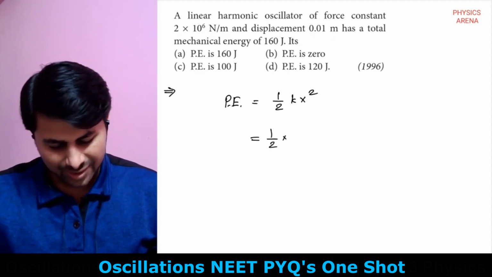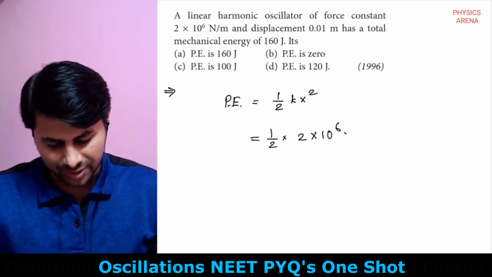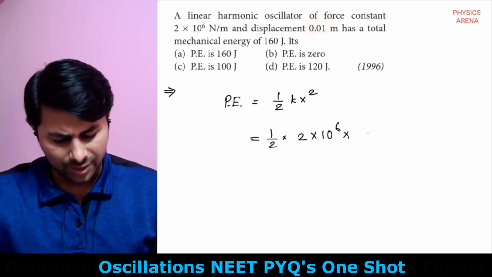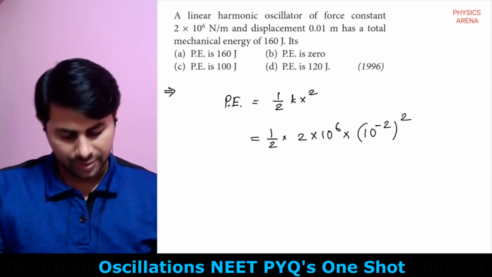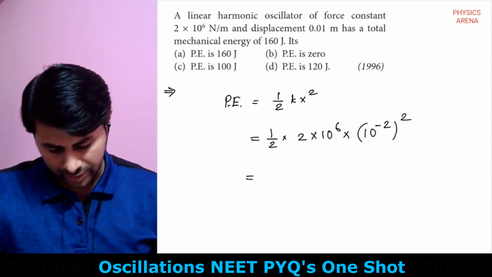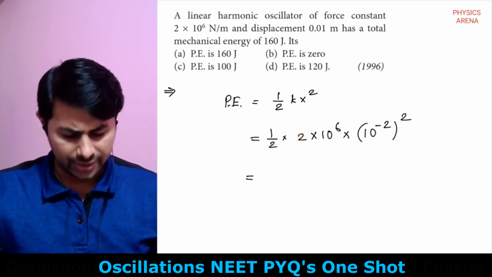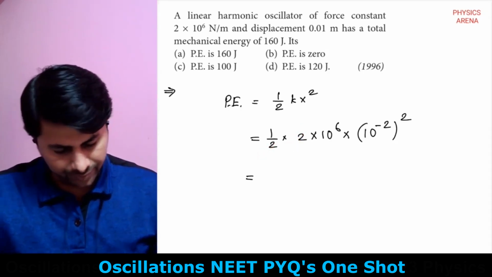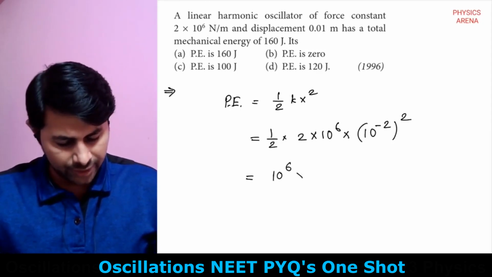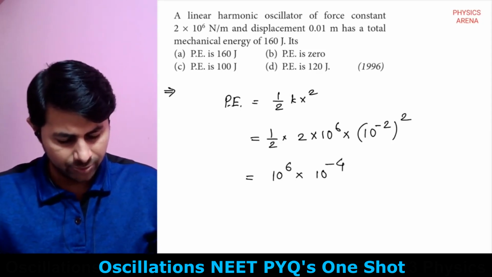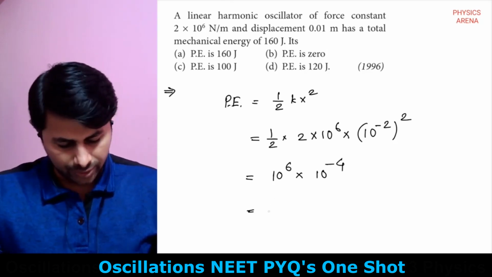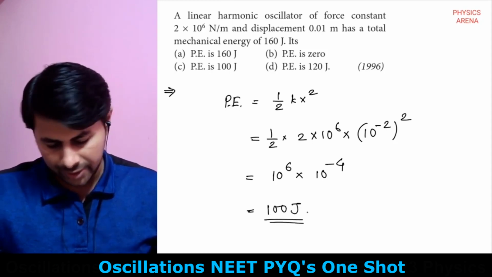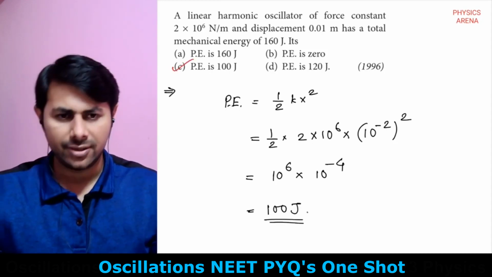Half of k, 2 multiplied by 10 raised to 6, multiplied by displacement 0.01. I can write that as 10 raised to minus 2, and we have square of that. So this 2 and this half get cancelled. So we have 10 raised to 6 multiplied by 10 raised to minus 4, that's 10 raised to 2, 100. So 100 joules is the answer, option C.